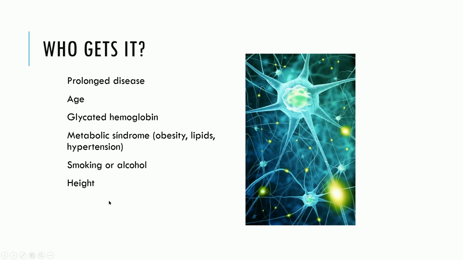And finally, height. Taller patients, because of several reasons, have a high risk of neuropathy, especially in the nerves that are far away from their brain. So the taller a patient is, the higher the risk of diabetic neuropathy.